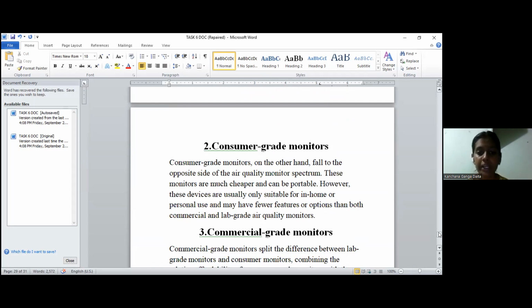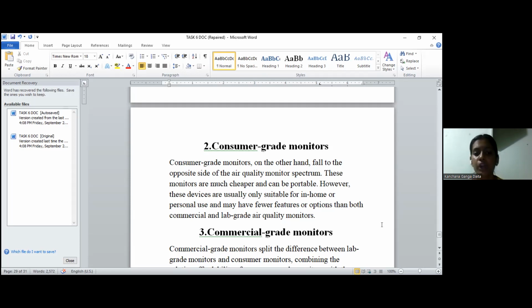And coming to consumer grade, it is totally opposite. It stands totally opposite to the lab grade monitors. It can be used by anyone. It can be used in both indoor and outdoor applications, and it also helps to increase the HVAC efficiency too. So we can see the HVAC efficiency in the air quality monitors. So these are cheaper and portable, which are non-portable and expensive in the lab grade. This is opposite, cheaper and portable.